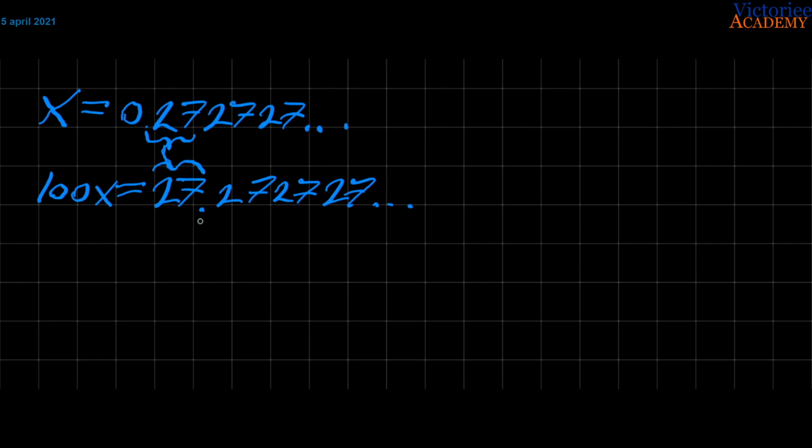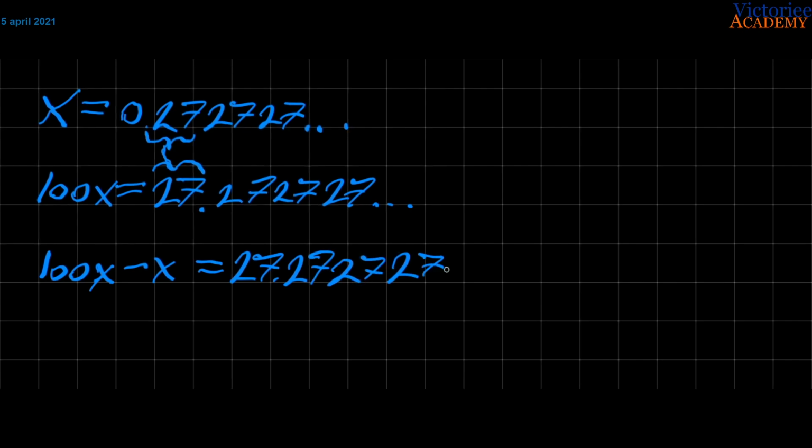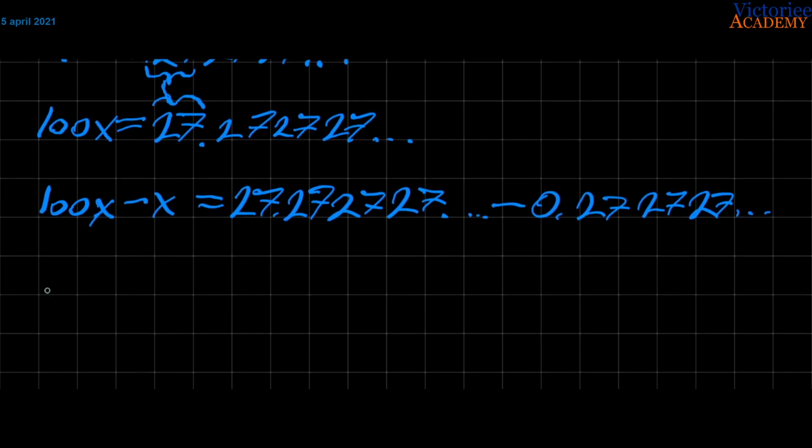Having done this, we can now follow through with our trick. So 100x minus x equals 27.27, 27, 27 into infinity, minus x, which is this over here, 0.27, 27, 27 into infinity, giving us 99x.